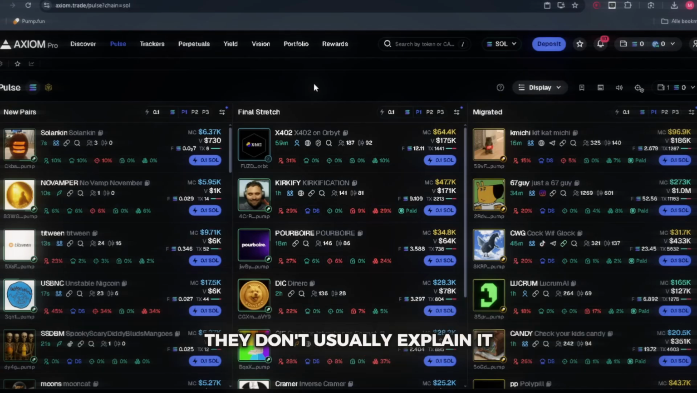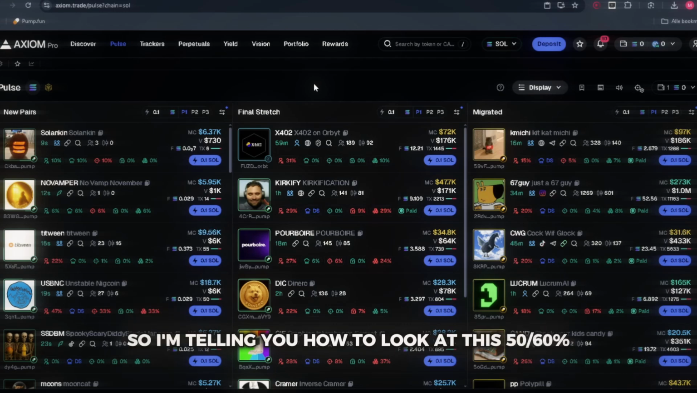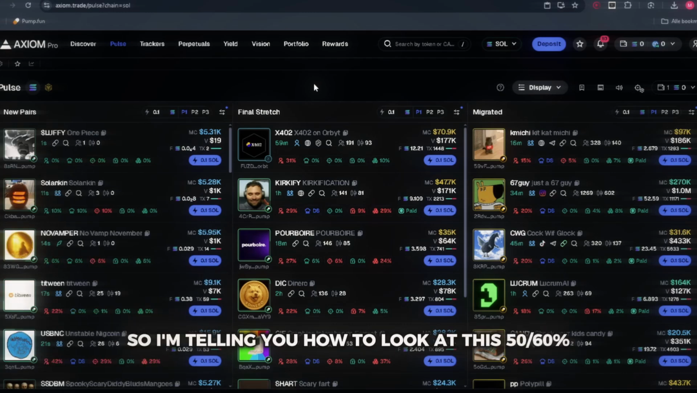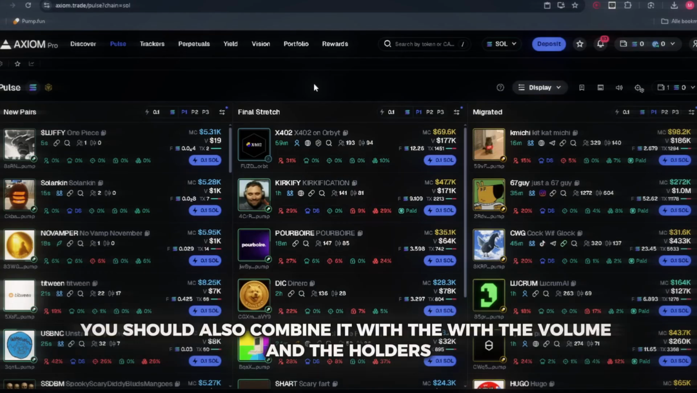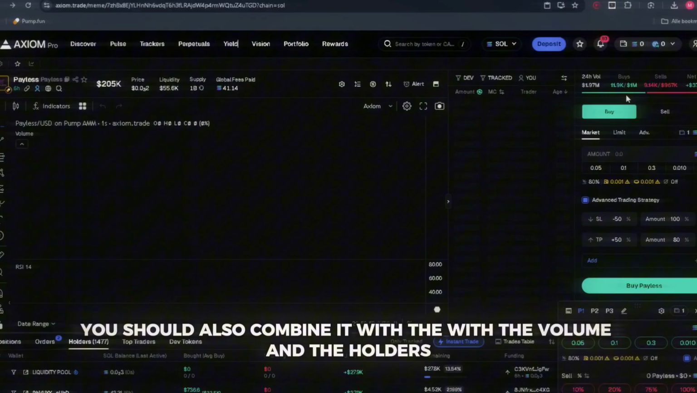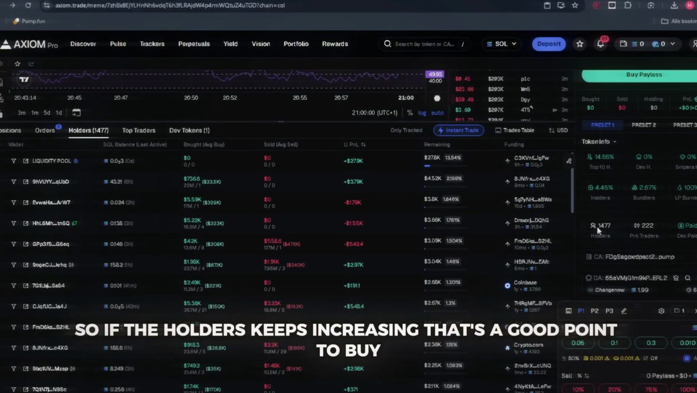And other crypto traders, they tell you the same thing. They don't usually explain it. I'm explaining it to you guys. So I'm telling you how to look at this 50-60% dip, and not just look at the 50-60% dip. You should also combine it with the volume and the holder. So if the holder keeps increasing, that's a good point to buy.